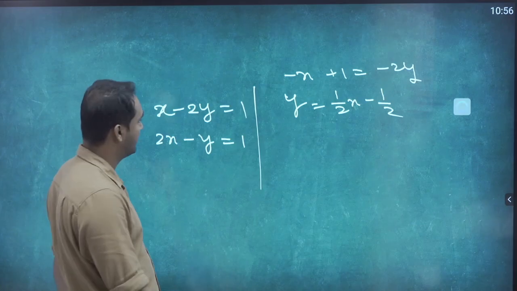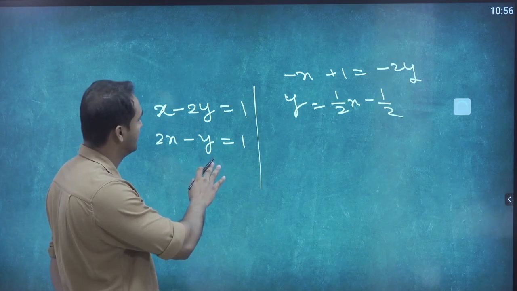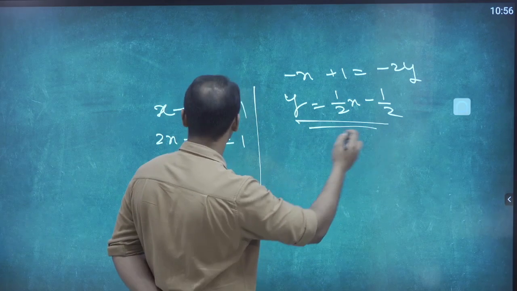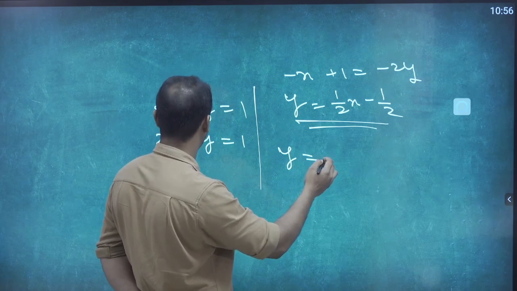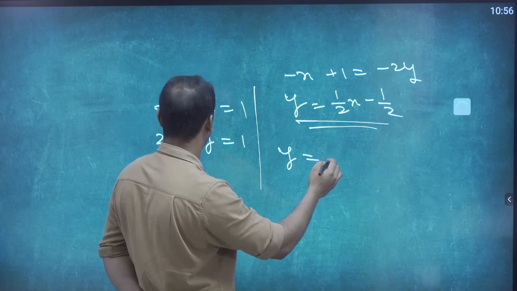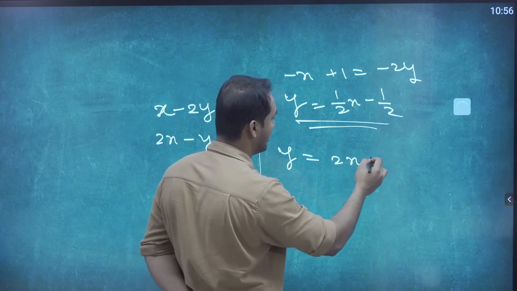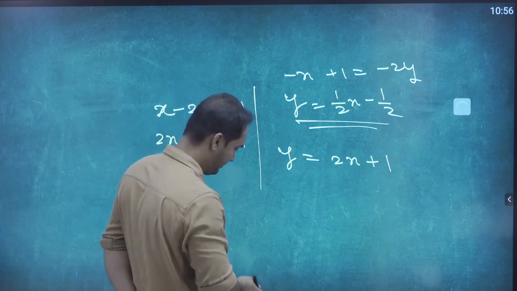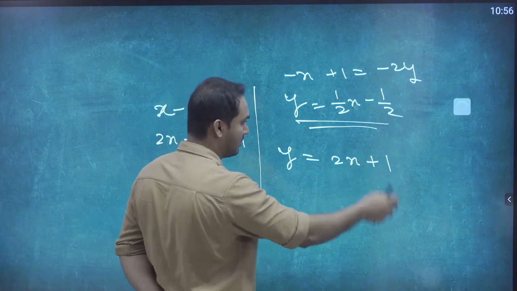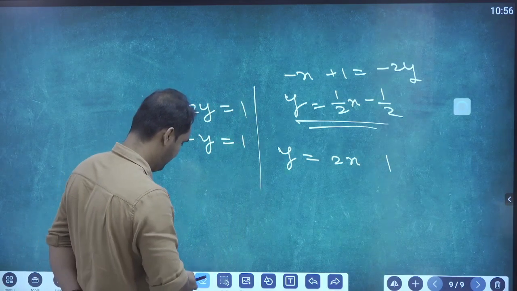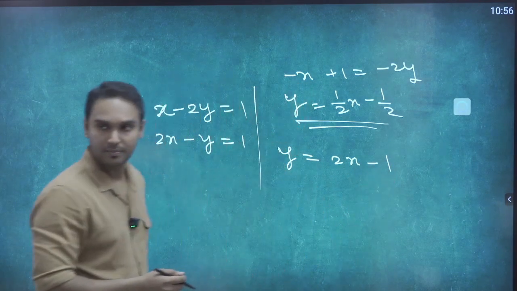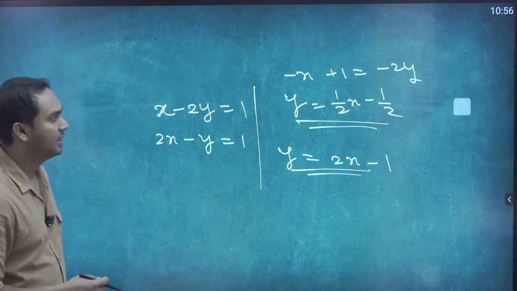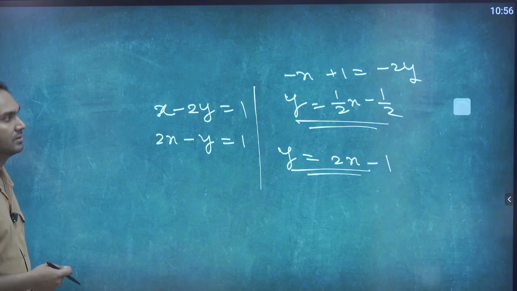The other formula should be what? If I take the 2x to the other side, y equals 2x minus 1, right? Yeah, 2x minus 1. So these are the two equations. So you have to solve them simultaneously. So how do you do it?